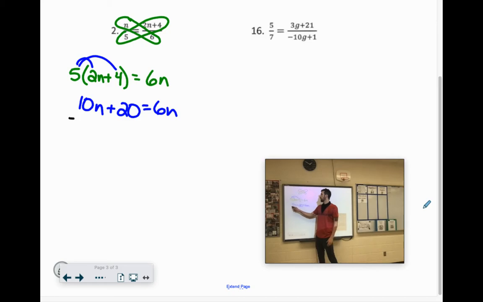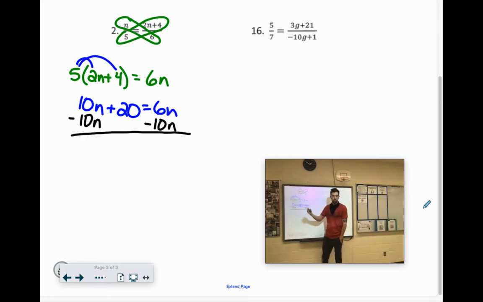So we're going to subtract 10n. And we could always do that anyway. Just usually when you get rid of the smaller one, you're not dealing with negatives. And we're fine. We can handle negatives. So those cancel. We have 20 equals negative 4n. And then we just divide by negative 4. If you have positive 20 divided by negative 4, that'll give you negative 5.